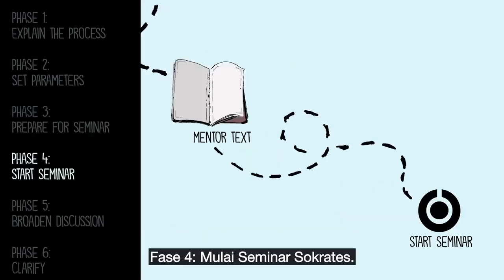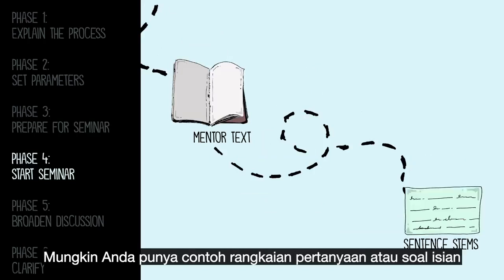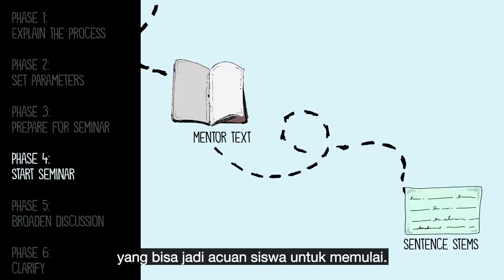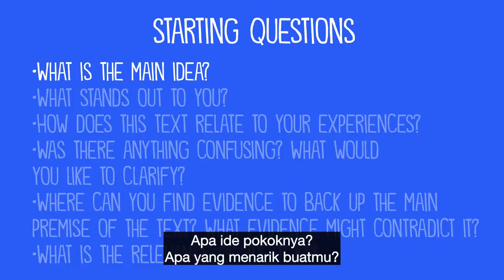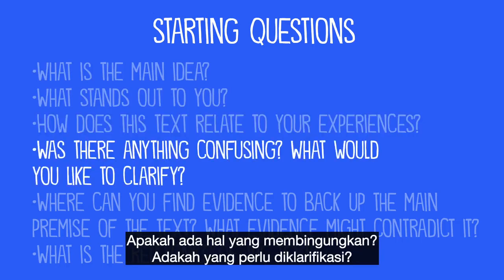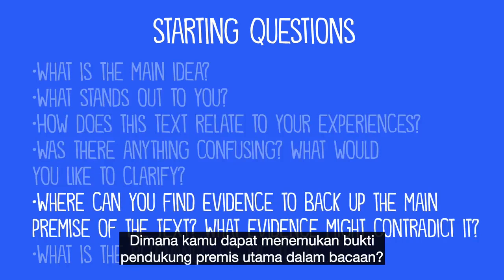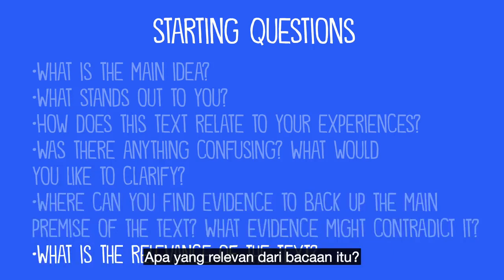In phase 4, you start the Socratic seminar. You might have a series of sample questions or sentence stems that students can use as they get started. If you start with a mentor text, here are some of the questions you might ask. What is the main idea? What stands out to you? How does this text relate to your experiences? Was there anything confusing? What would you like to clarify? Where can you find evidence to back up the main premise of the text? And what evidence might contradict it? What is the relevance of the text?